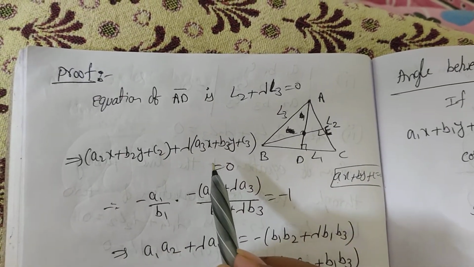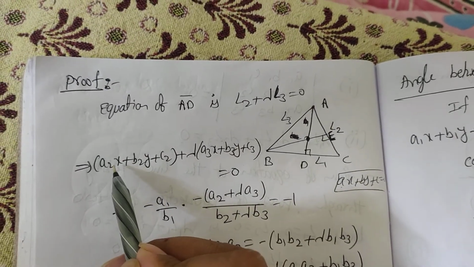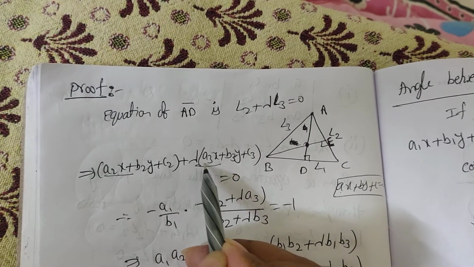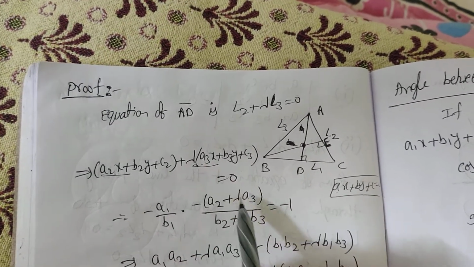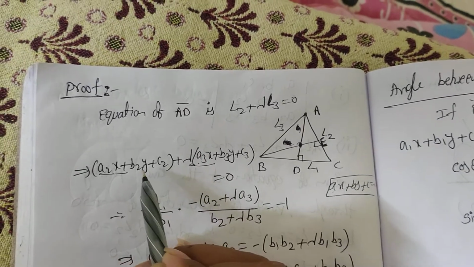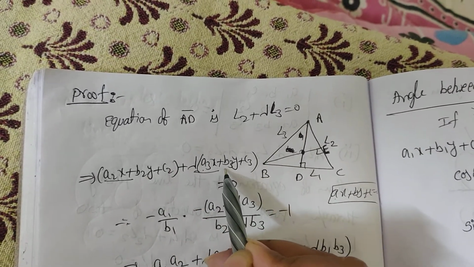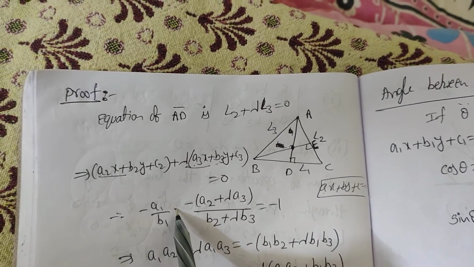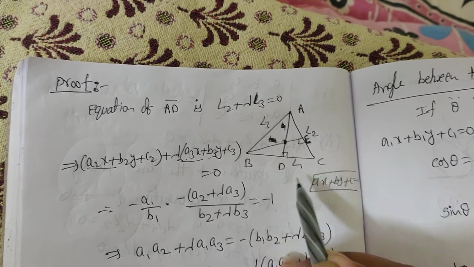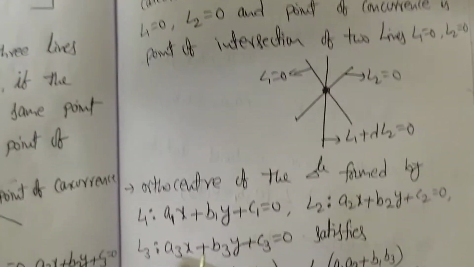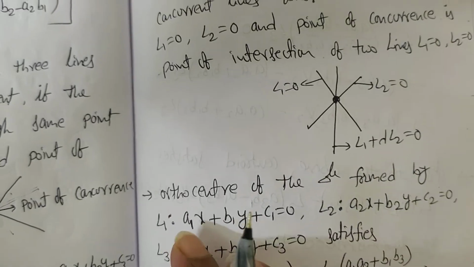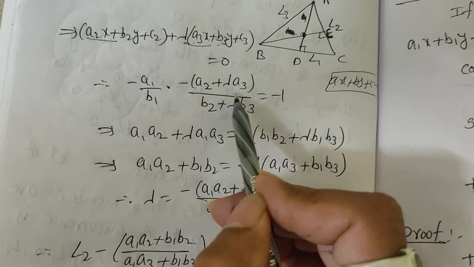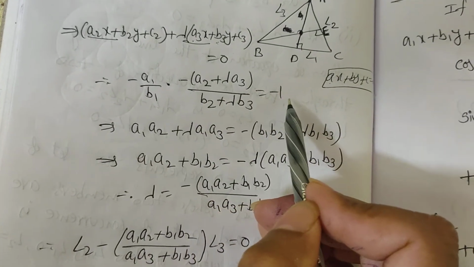Similarly, here minus coefficient of x means a2 plus lambda a3. Here two x terms are there. If you simplify, you get a2 plus lambda into a3. Minus of a2 plus lambda into a3 by coefficient of y, which means b2 plus lambda into b3. What is the first line equation slope? Very clear. The first line equation is a1x plus b1y plus c1 is equal to 0, that means minus a1 by b1. So you write minus a1 by b1 into minus of a2 plus lambda into a3 by b2 plus lambda into b3 is equal to minus 1.